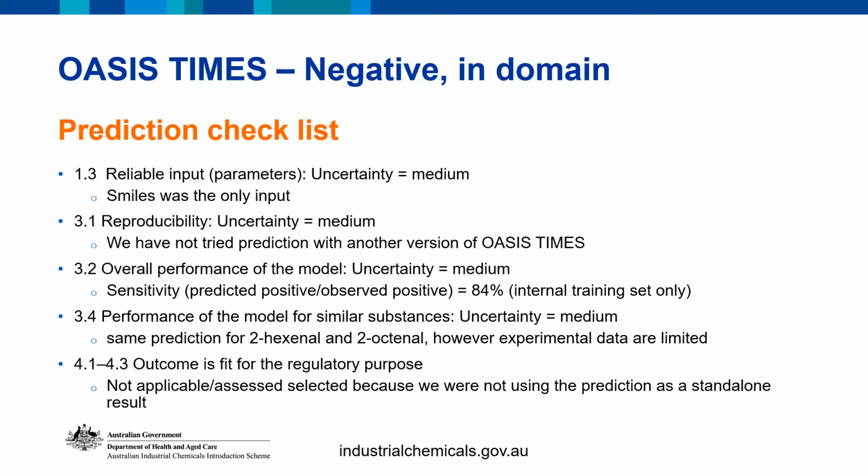Assessment element 3.4, performance of the model for similar substances, was assigned medium uncertainty. While we got the same prediction for 2-hexanol and 2-octanol, experimental data for those chemicals are limited.